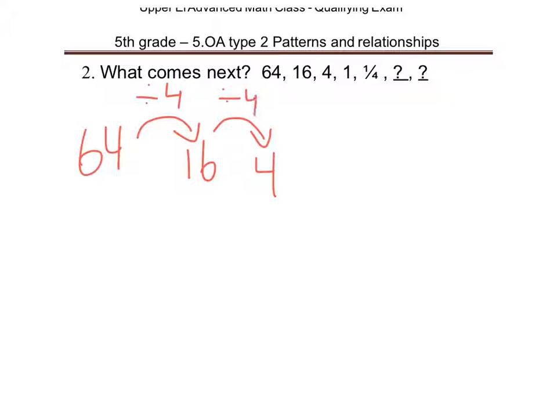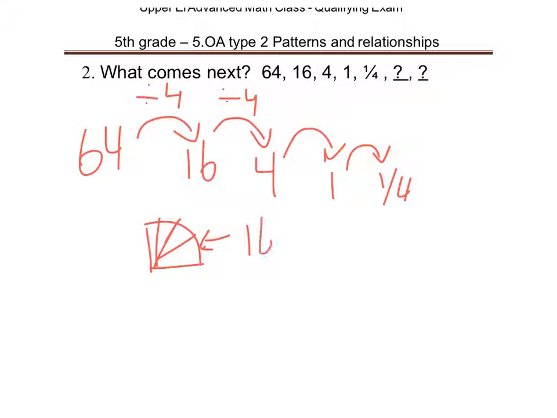So then we have another one divided by 4. So then we divide by 4 again and get to 1. Divide by 4 again and get to a fourth. So now we have to divide a fourth. And so what does that mean? Well, if you have a fourth and you divide it into 4 parts, now how big is each piece?